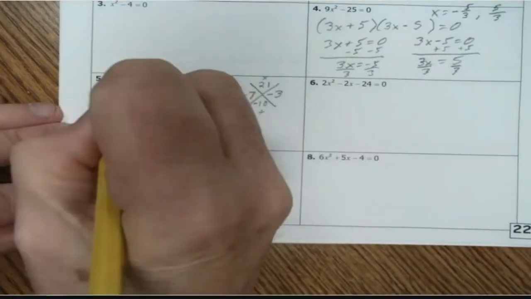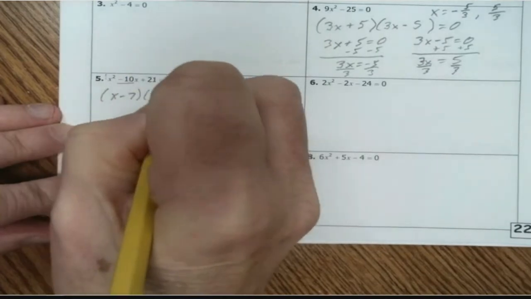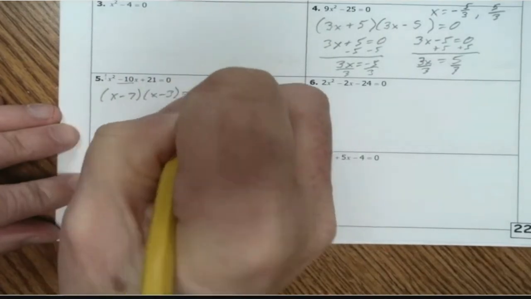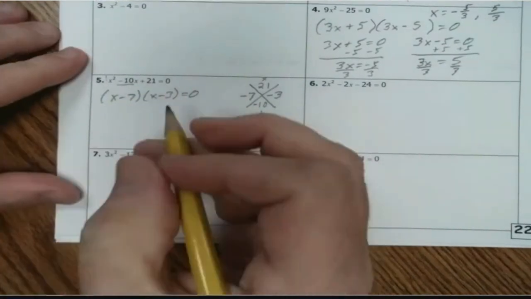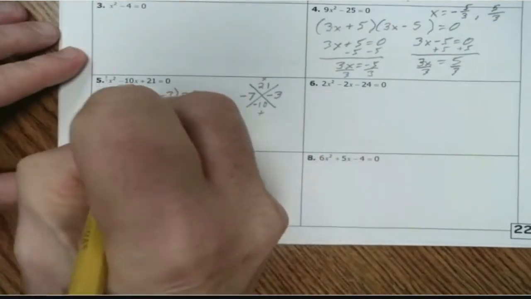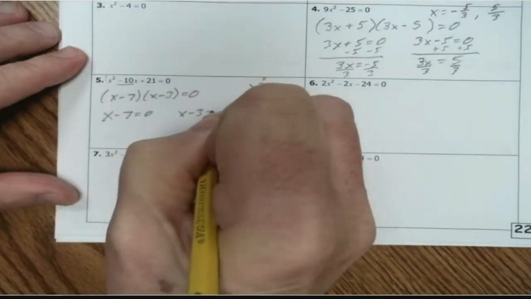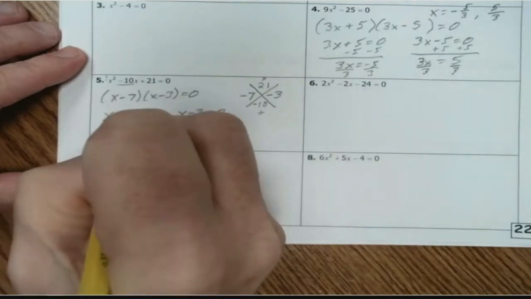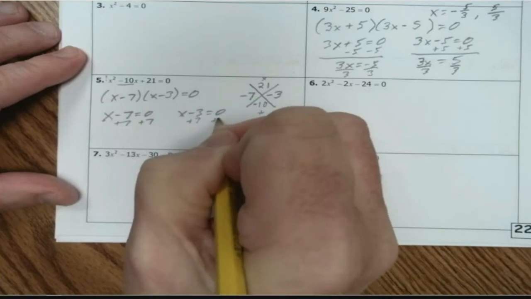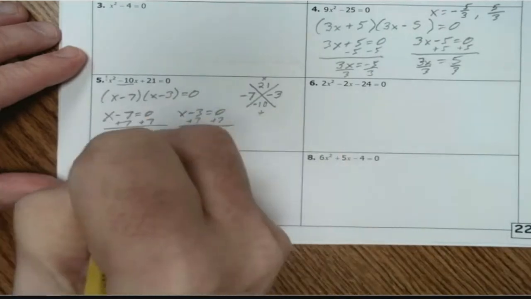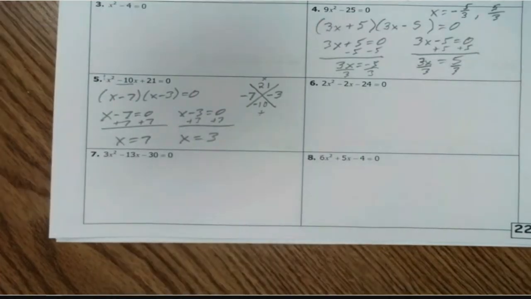So that means this factors into x minus 7 and x minus 3 equals 0. All right, so that's the factors. The solution is when we set those equal to 0. X minus 3 equals 0. Add 7, add 3 to both sides. Okay, so x equals 7 or x equals 3. That's our solutions.